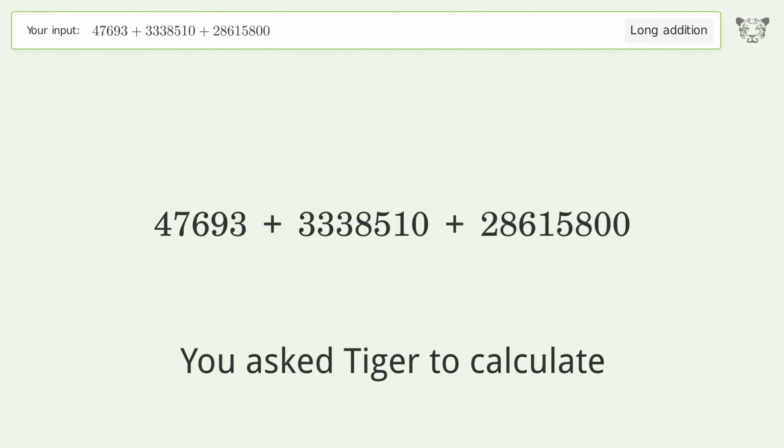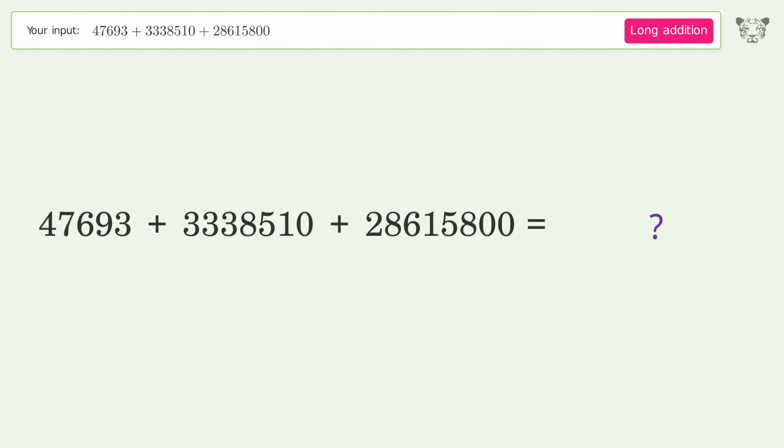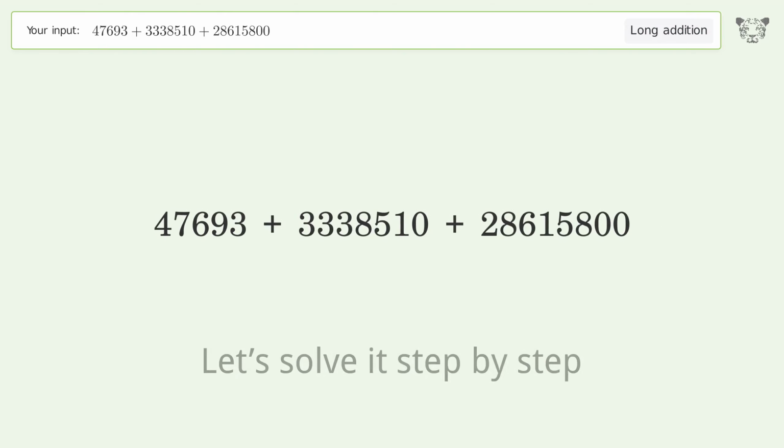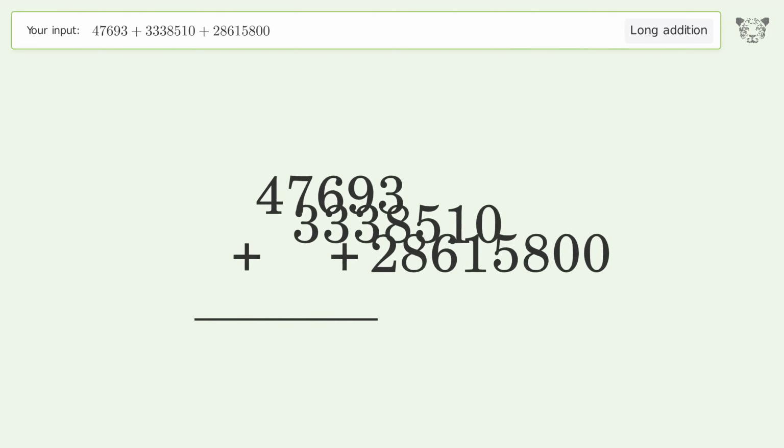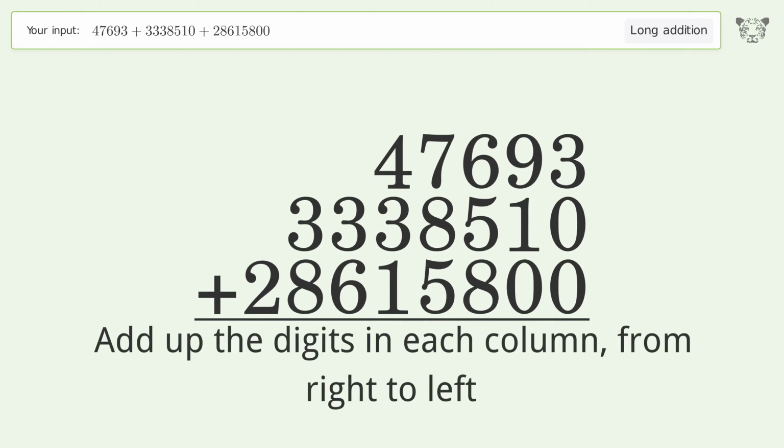You ask Tiger to calculate. This deals with long addition. The final result is 32,002,003. Let's solve it step by step. Rewrite the numbers from top to bottom, aligned by their place values. Add up the digits in each column, from right to left.